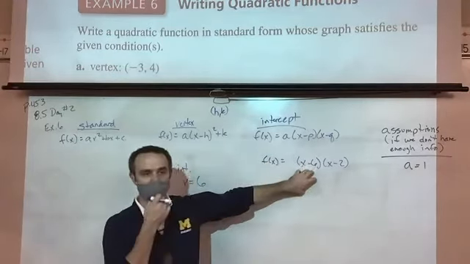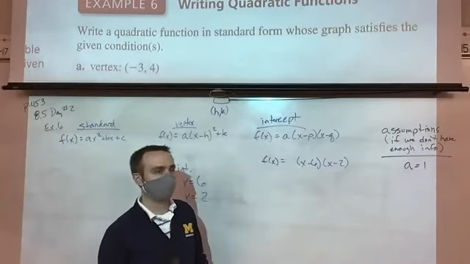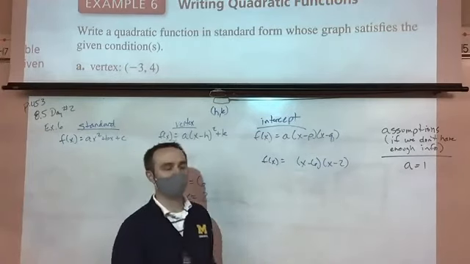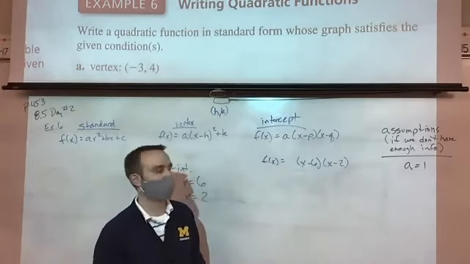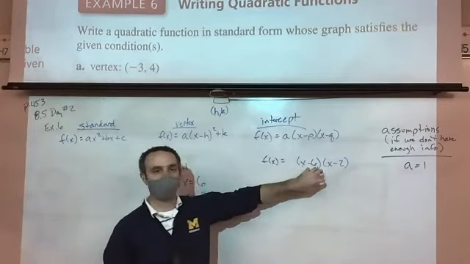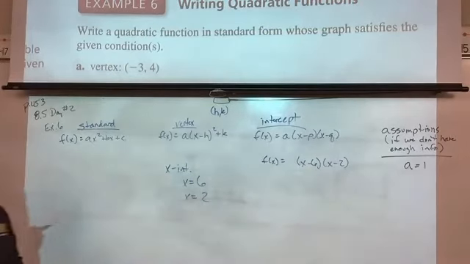Gibby? What happens if a is something else? That's the next example we're gonna look at. They're gonna have to give you more information to be able to find a. Okay. So they didn't here. So a is 1. So we're here. All we have to do is FOIL that and get that into standard form.